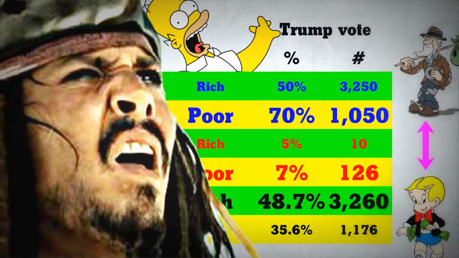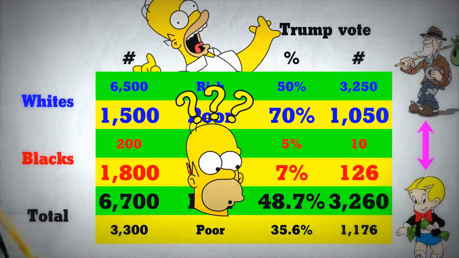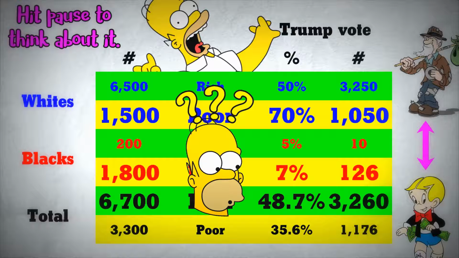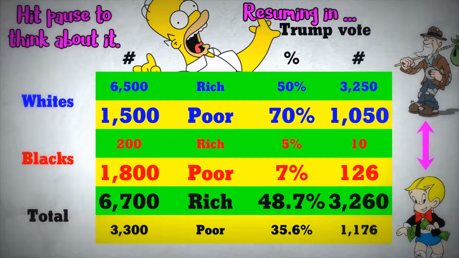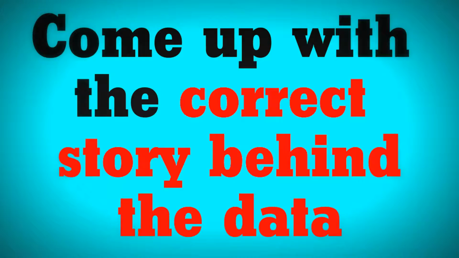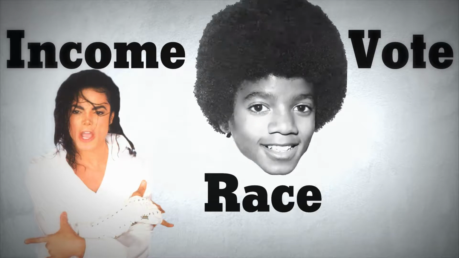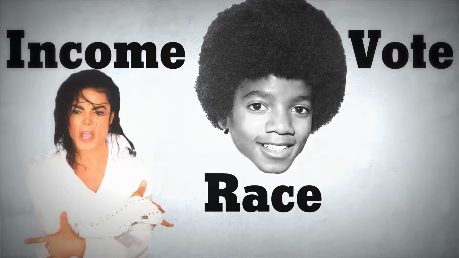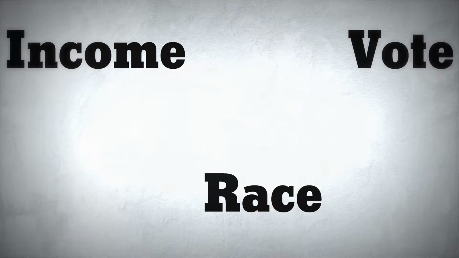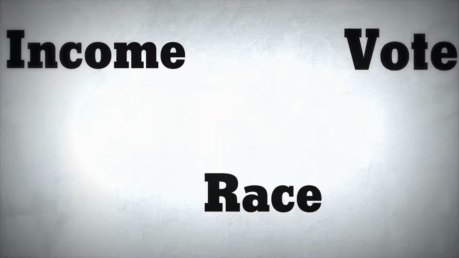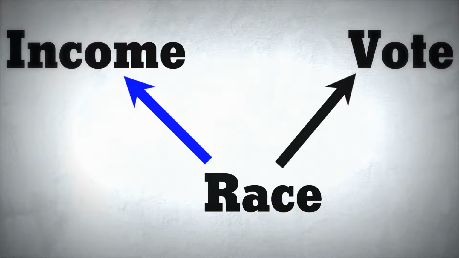What? So, which data should we believe? As before, we must come up with a correct story behind the data. And this time, one story stands out as being particularly plausible. Unless you're Michael Jackson, race is fixed at birth. And so it couldn't possibly be that race depends on income or voting. Instead, if there are any links between race and income or voting, such links must flow from the former to the latter. And we do know of 2 links.